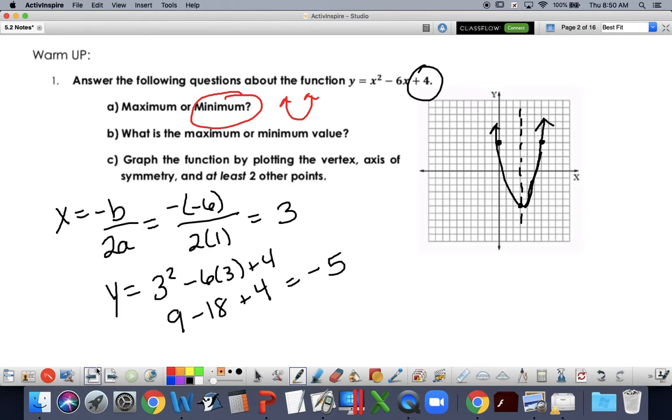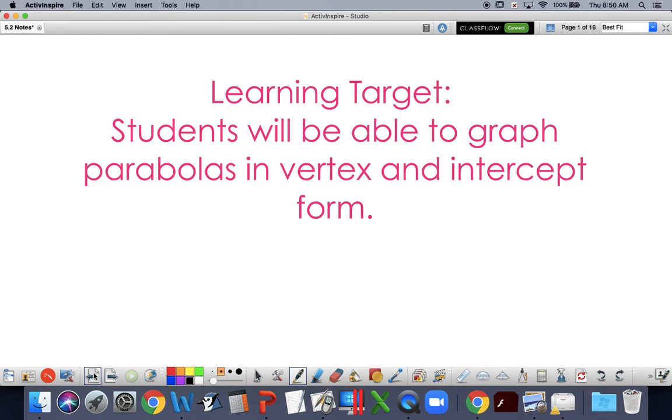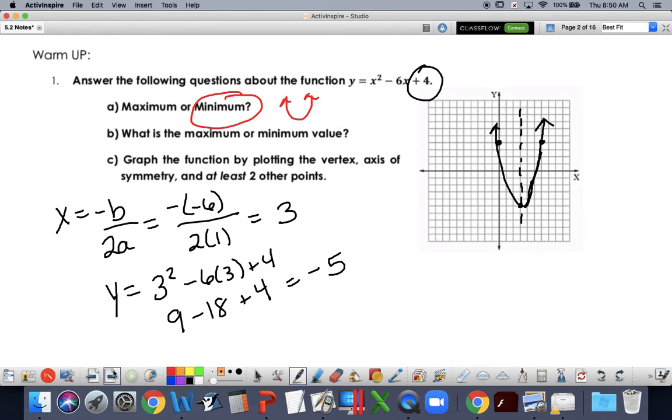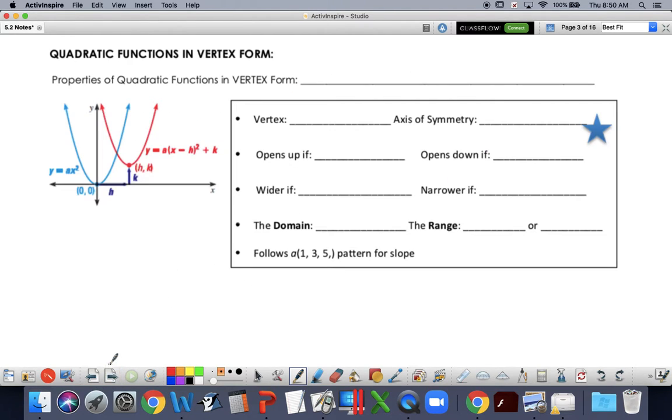All right, so that concludes our warm-up. Let's move on to our newer topics, which, to remind ourselves, we're going to be learning 2 different forms today, vertex form and intercept form. We have seen these before, but now we're going to give formal names to them. So let's look at what vertex form looks like.